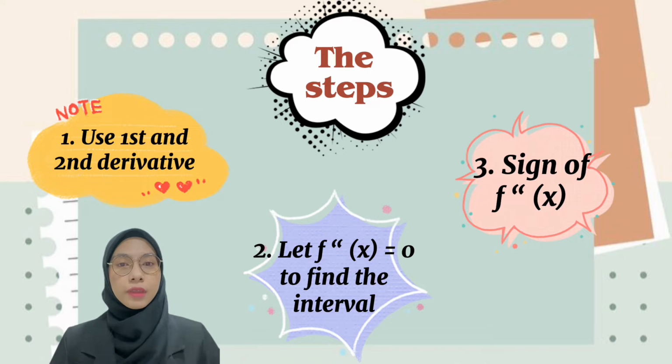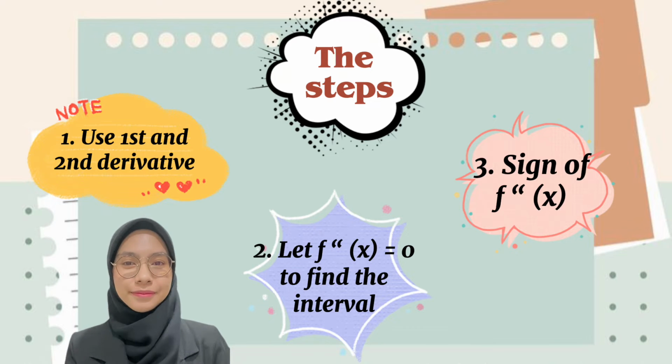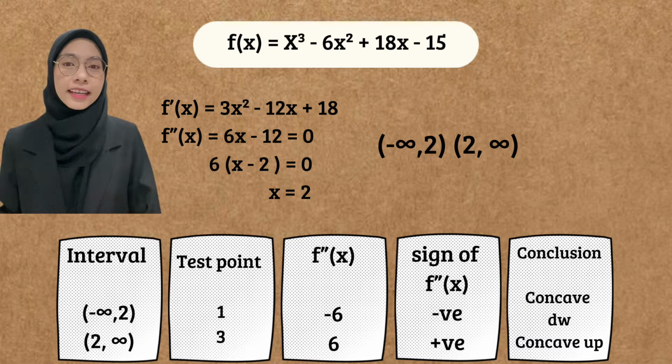Before you answer this question, you need to know 3 steps. First, use the first and second derivative. Second, let the second derivative equal to 0 to find the interval. And last, identify the sign of the function. The function that is given is x cubed minus 6x squared plus 18x minus 15.